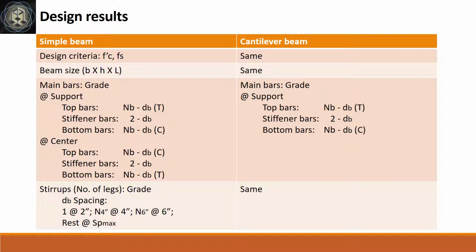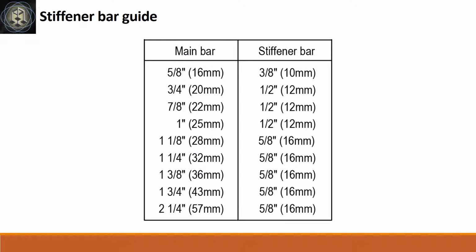Simple beam. Design criteria. Beam size includes width, depth, and length. Main bars with grade that includes size and number of top bars, stiffener bars, and bottom bars of both support section and center section. Stirrups with number of legs, size, and grade, spacing from case 1, 2, or 3 of our design. Cantilever beam is the same as simple beam, but without the center section. Stiffener bar guide for different sizes of main bars used for design.